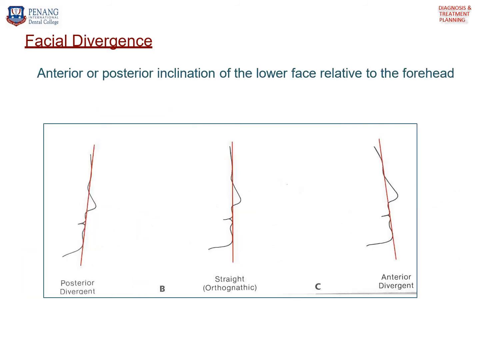Now facial divergence. Again you have three types: anterior, straight, and posterior divergence. Anterior divergence you mostly see when the chin is forward, like in a class 3. A straight divergence means it's all normal, orthognathic. You see posterior divergence when your mandible is behind, that means in a class 2.